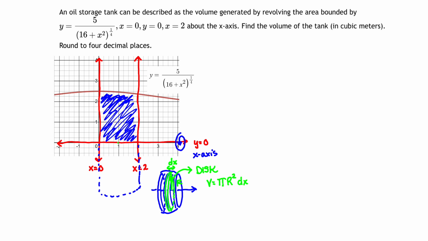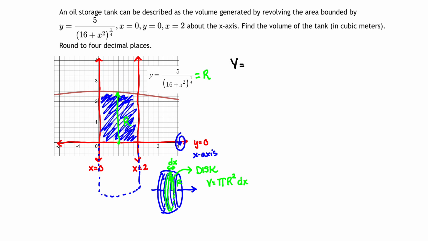Let me put that r value back up into our picture. That r value is this distance right here, which is the distance from the x-axis up to our curve, 5 over the quantity of 16 plus x squared, quantity closed, raised to the 1/4 power. So that curve is just our r value, right? Well, that makes it simple then to set up this integral.